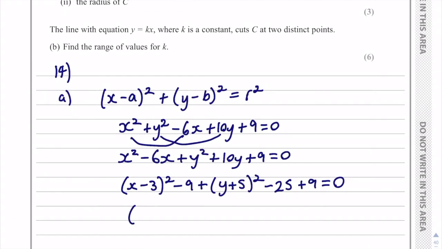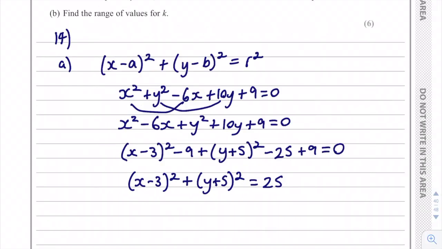So if I simplify this, I'm going to get (x minus 3) squared plus (y plus 5) all squared. Now minus 25 minus 9 is going to be minus 34, and minus 34 plus 9 brings us back to minus 25. So we can move the minus 25 over to the right hand side, so this is equal to 25. Now part I says work out the centre, so you should be able to see that the centre is going to have an x coordinate of 3 and the y coordinate is going to be minus 5.